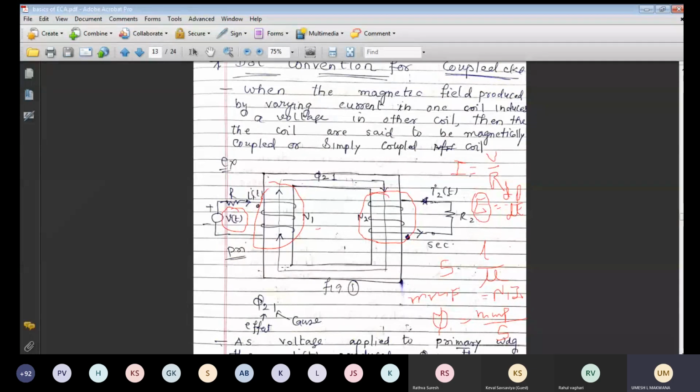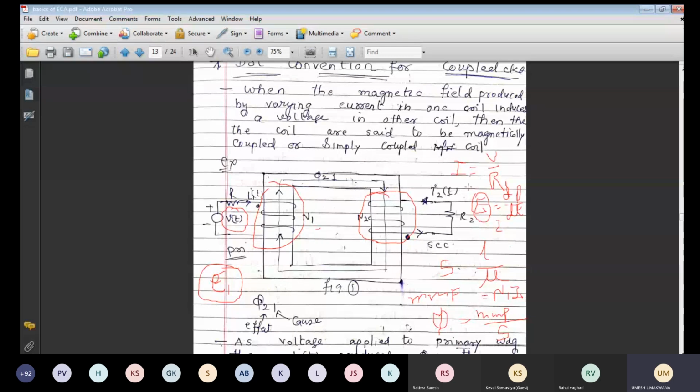Now the same flux will link with this winding also, so one more EMF is induced, known as E1. This is known as E2, or we can say this is E1. This E1 is known as self-induced EMF, because the flux is also linked with this winding. So this EMF E1 is induced in the first winding. This is the applied voltage, and this is the induced voltage, produced because of the magnetic circuit. Because of this magnetic circuit and N1 and N2, voltage is produced in the circuit.